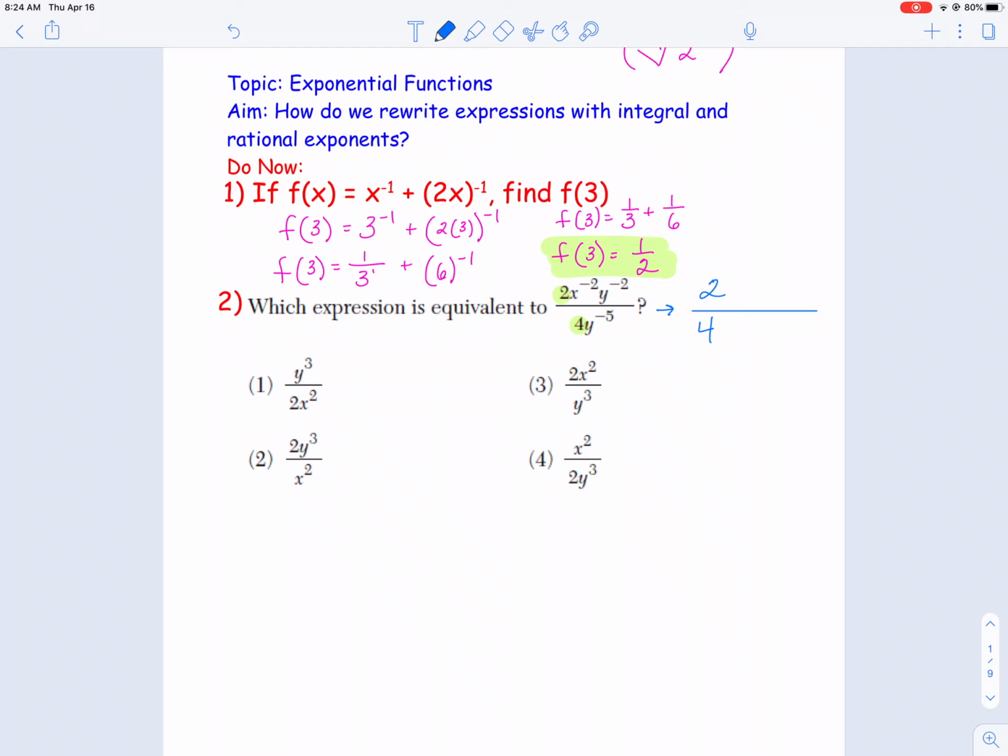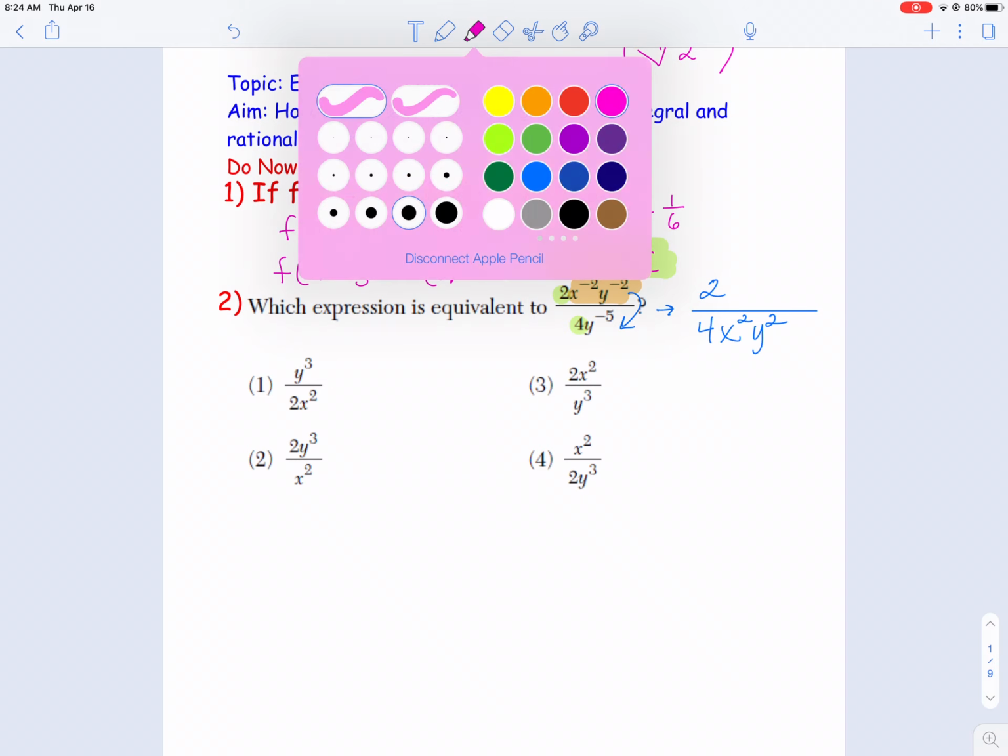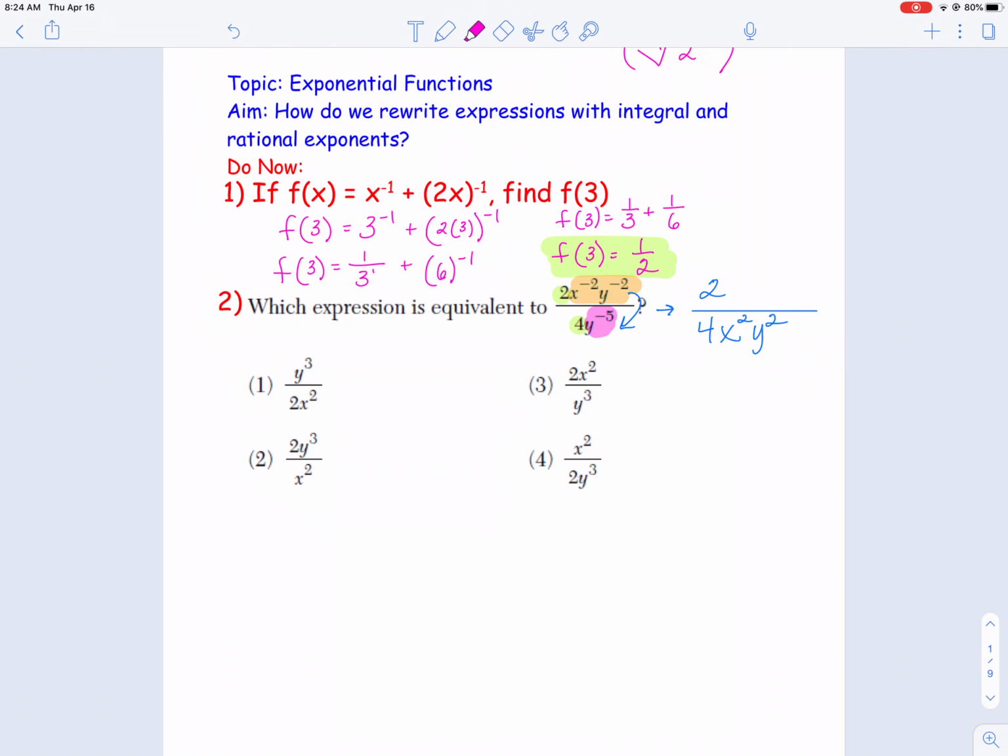Now look at the x to the negative 2 and y to the negative 2, both in the top. I'm going to make them orange. They're both negative, so where are they going to be positive? In the denominator. I'm going to make x to the negative 2 become x squared down in the denominator, and y to the negative 2 become y squared down in the denominator. When they are negative, drop them to the denominator, automatically positive. Now, in the reverse, here you have y to the negative 5th in the denominator.